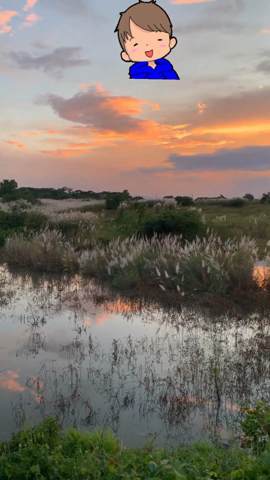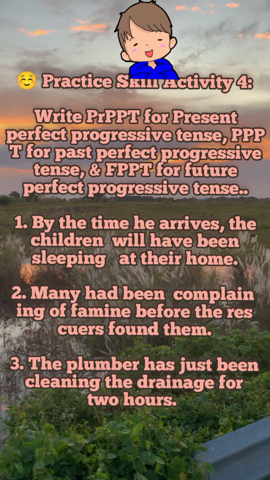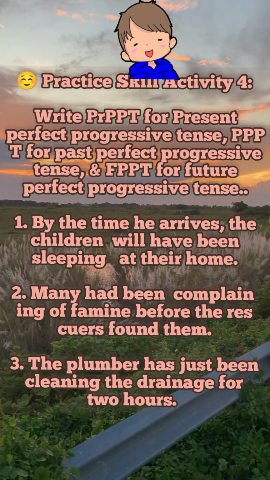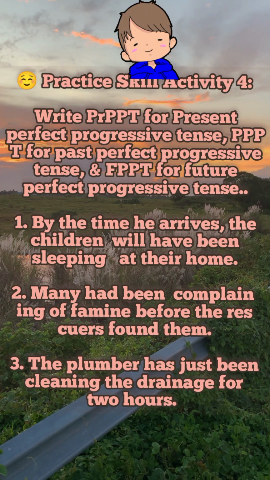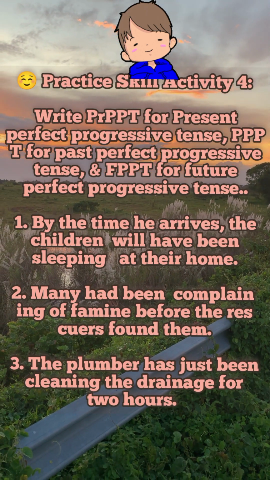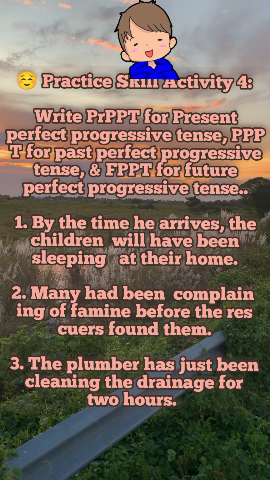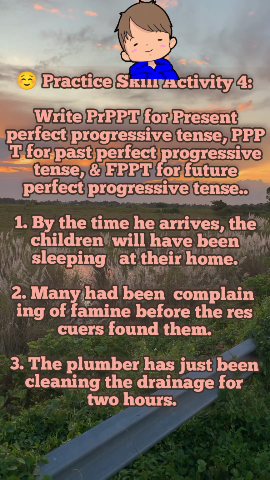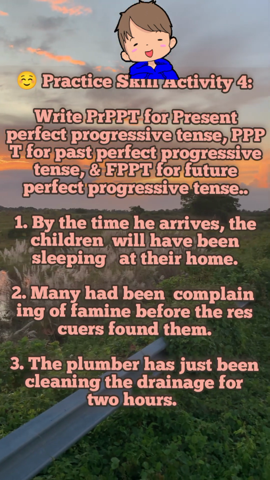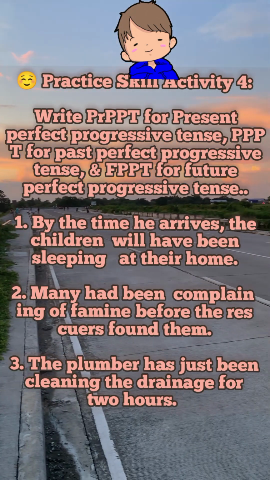For practice skill activity number 4, write PRPPT for present perfect progressive tense, PPPT for past perfect progressive tense, and FPPT for future perfect progressive tense. 1. By the time he arrives, the children will have been sleeping at their home too. 2. Many had been complaining of famine before the rescuers found them. 3. The plumber has just been cleaning the drainage for 2 hours.